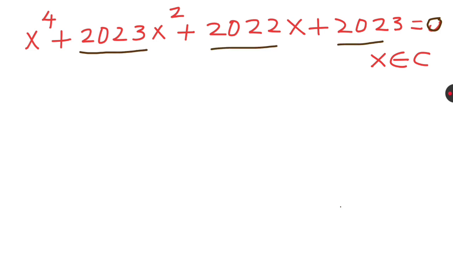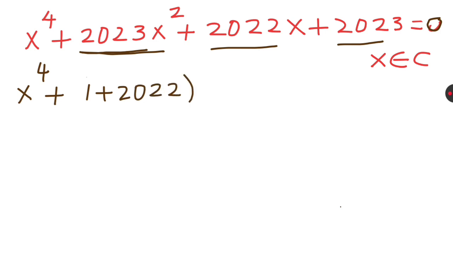So let's make all the numbers the same. Let's write 2023 as 2022 plus 1. Then all the numbers are the same. That's why this 2023 I am going to write as (1 + 2022) x^2. After opening the brackets, you will get x^2 + 2022x^2. Isn't it?